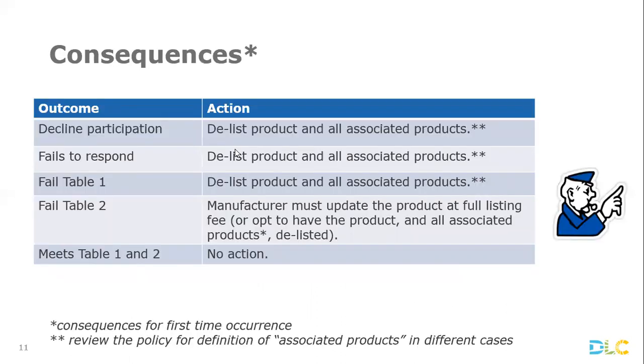These are the consequences for different scenarios. If you decline participation, we delist the products and all associated products. Fail to respond, same thing. Fail table 1, same thing. Fail table 2, manufacturer must update the product at full listing fee or have to opt out, and all associated products would be delisted. And then if it meets table 1 and 2, there's no action.